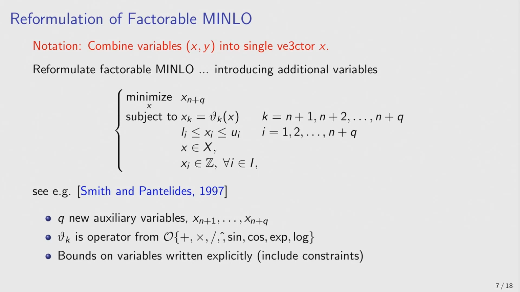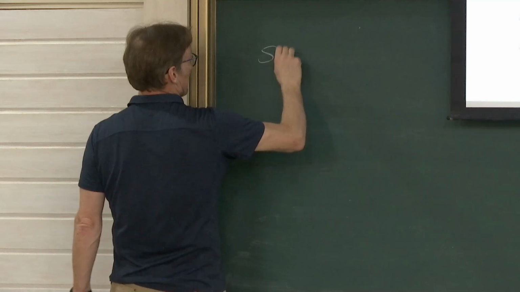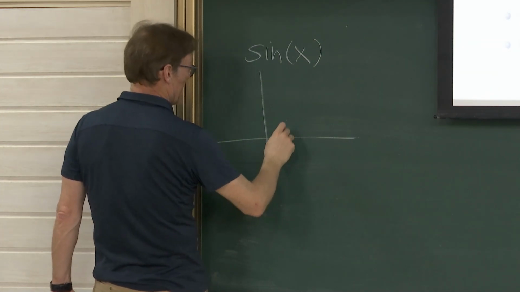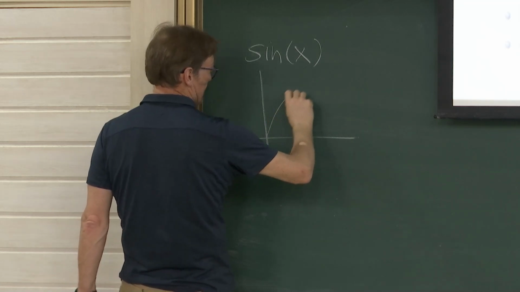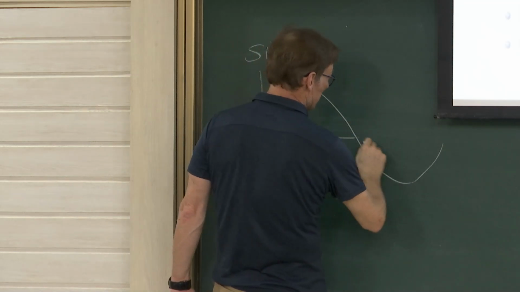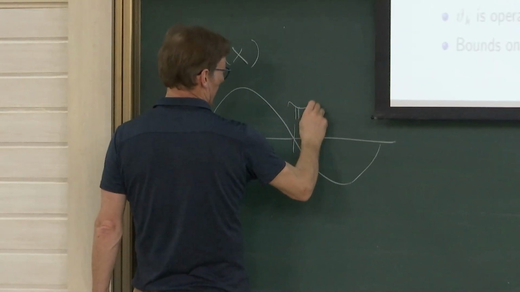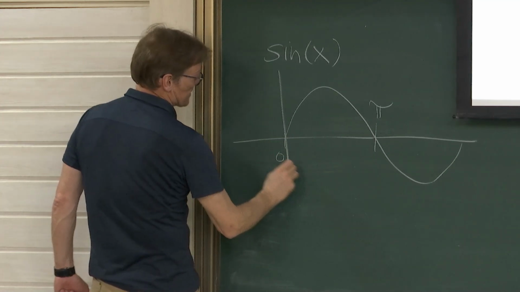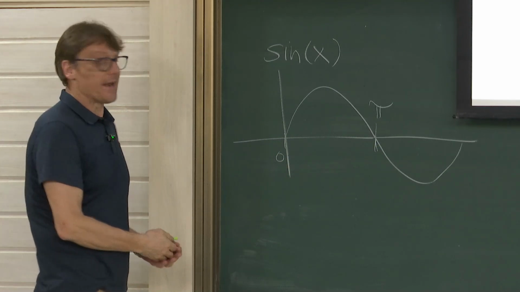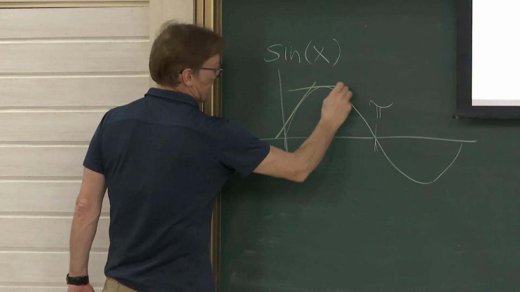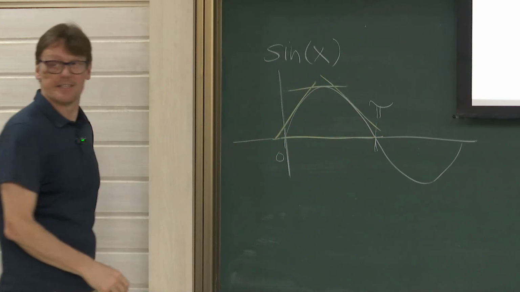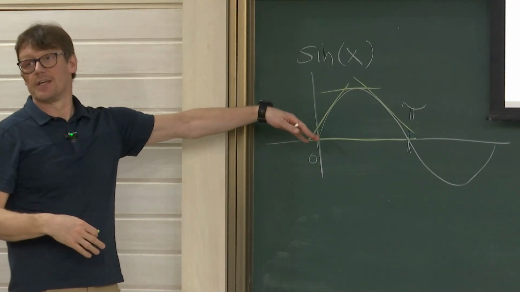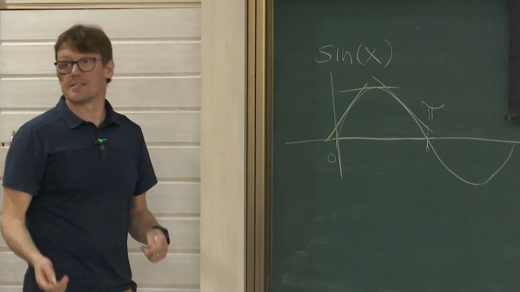So I can do sine of x, then I can look at where I am. Now this depends on where I am. If my bounds tell me I'm between 0 and pi, then I can use the fact that this is convex and I have a secant. If I'm in the other region, it's concave and a secant, so I get those. And if I'm in the other region, then I need to do something else.